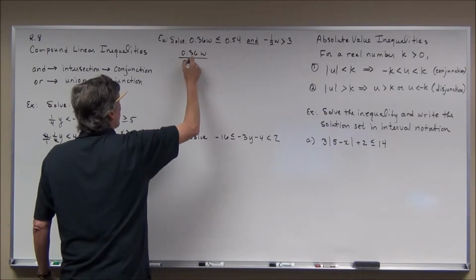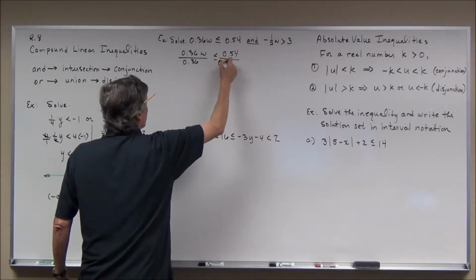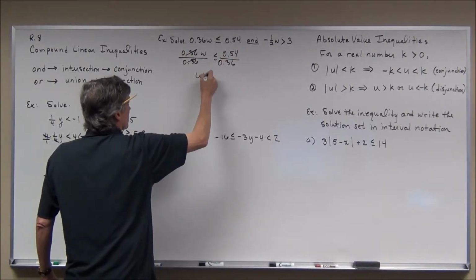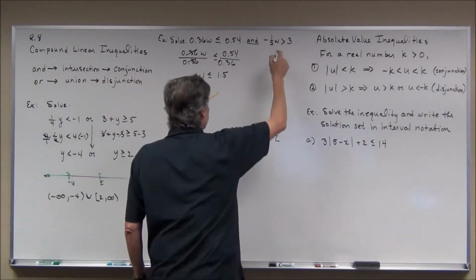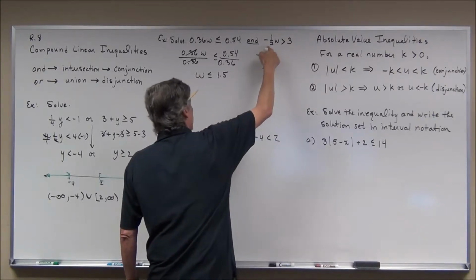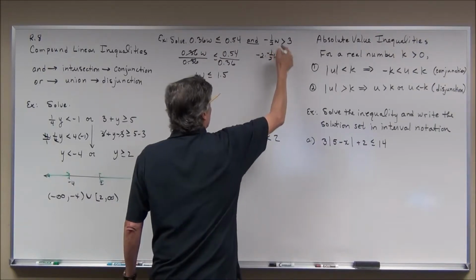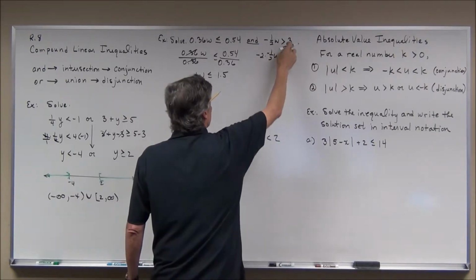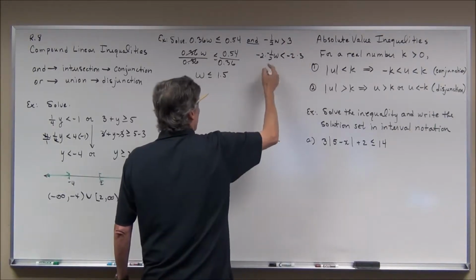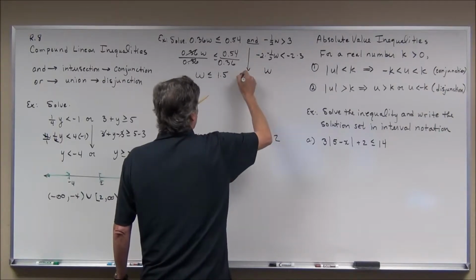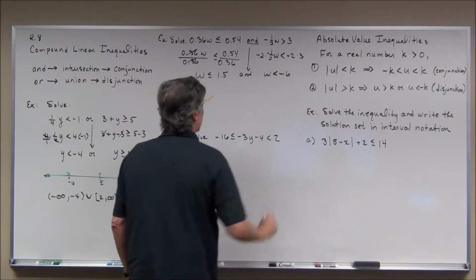0.36w divided by 0.36 less than or equal to 0.54 divided by 0.36. I get w is less than or equal to, it looks like 1.5. Over here, I'm going to multiply both sides by the reciprocal, which would be negative 2, and by doing that I have to reverse the order. So this becomes a less than, and I have negative 2 times 3, and I end up with w is less than negative 6.